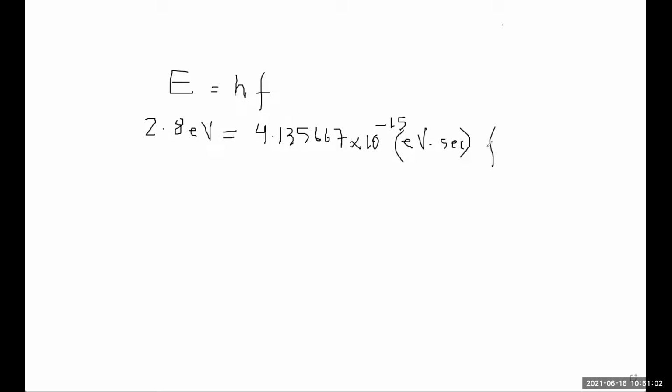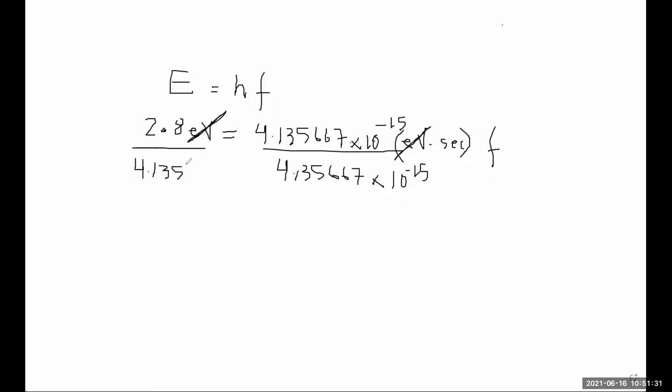It's easier to calculate the frequency. This electron volts is going to cancel with that electron volts. And simply, I'm going to divide both sides by this number. So you would type the work for this: 4.1356667 times 10 to the minus 15, and then this is seconds, right? So then you go to the calculator.